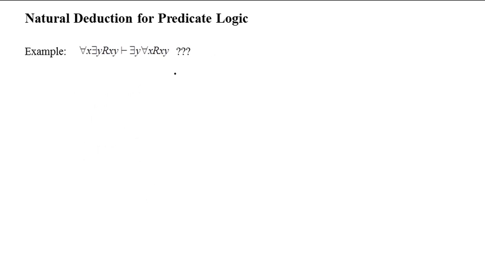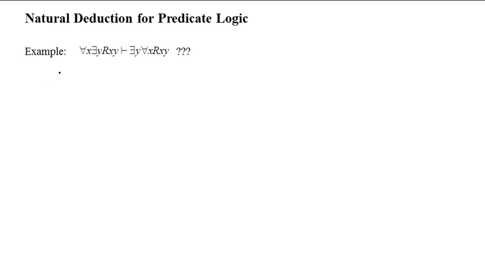Here's another example, and I have some question marks over here because this actually isn't going to be possible. I'm going to try to prove for all x exists y Rxy implies exists y for all x Rxy. If you think about it, this is the situation where we've discussed this possible logical implication doesn't actually work. The left-hand side does not logically imply the right-hand side. So we shouldn't be able to prove this, but let's see if we can figure out what goes wrong here.